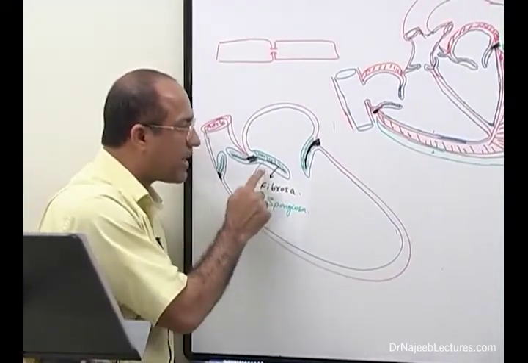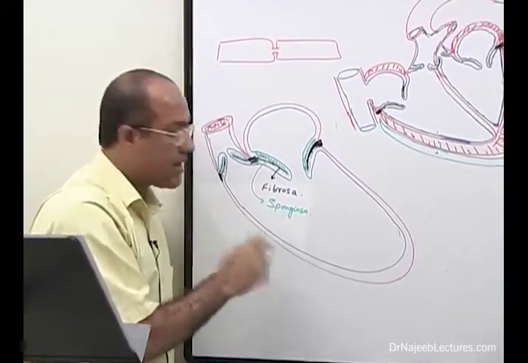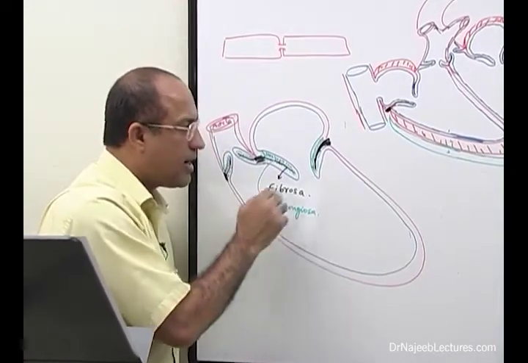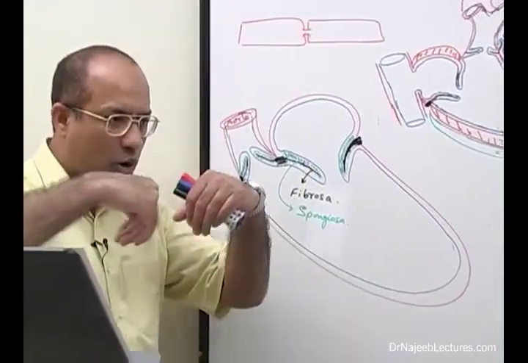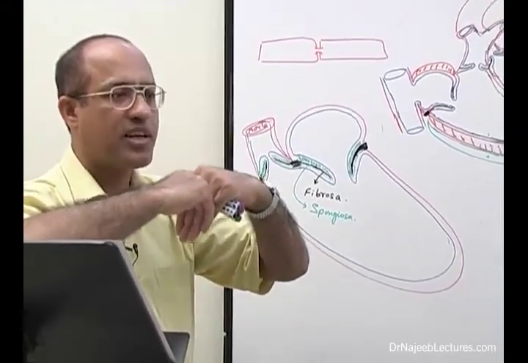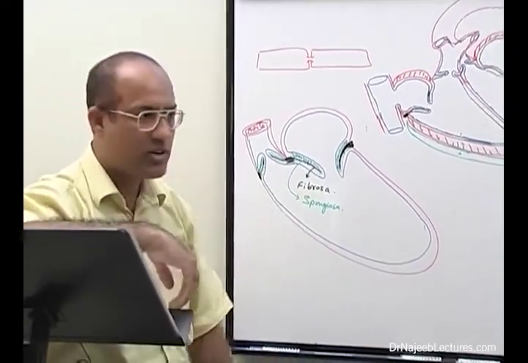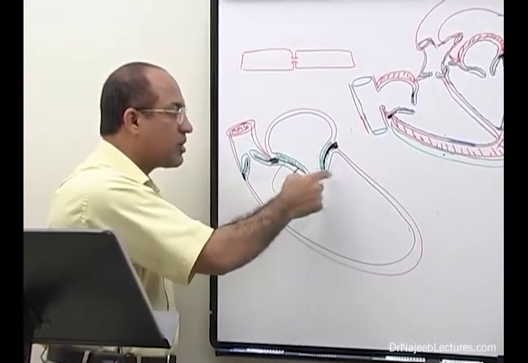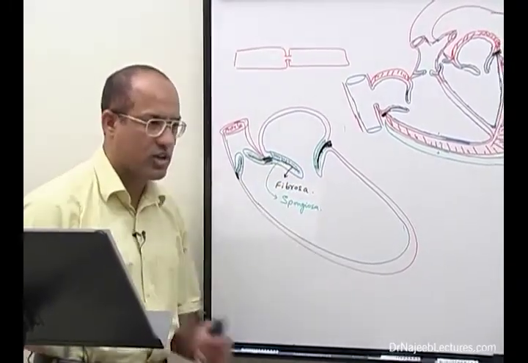Fibrosa of the valve provides the strength to the valve, and spongiosa of the valve cushions the valves when they close and helps the valves to dampen or reduce their vibrations at closure. Is that right? And of course, endothelial lining is around that structure.